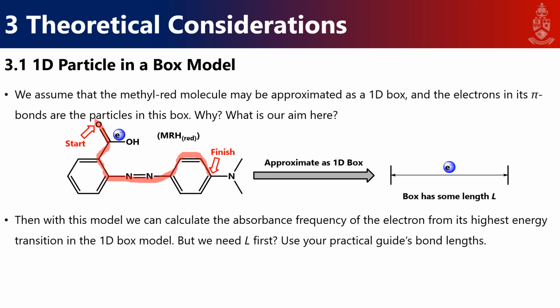You can check with your demonstrator that you've used the correct length for your box. So that is how we're going to get L, and like I said, it's listed in your prac manual how to determine the bond lengths you may take. So this is the path the electron will be able to move during its excitation or subsequent de-excitation.